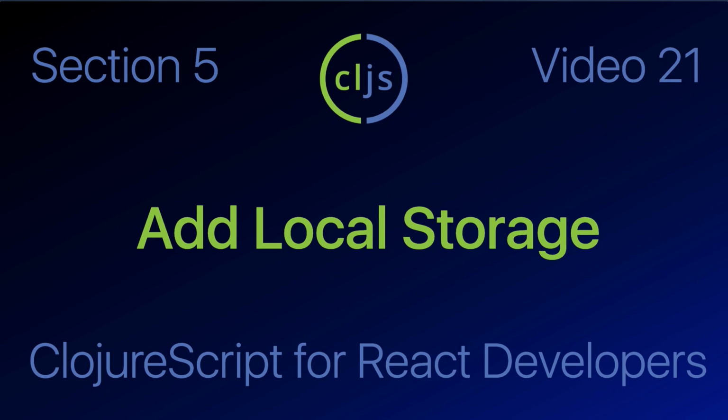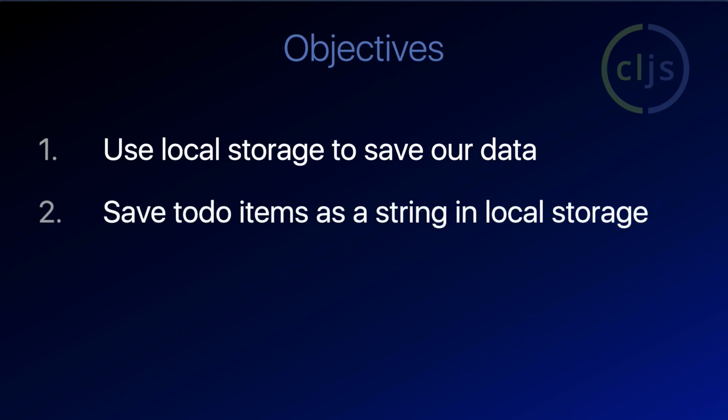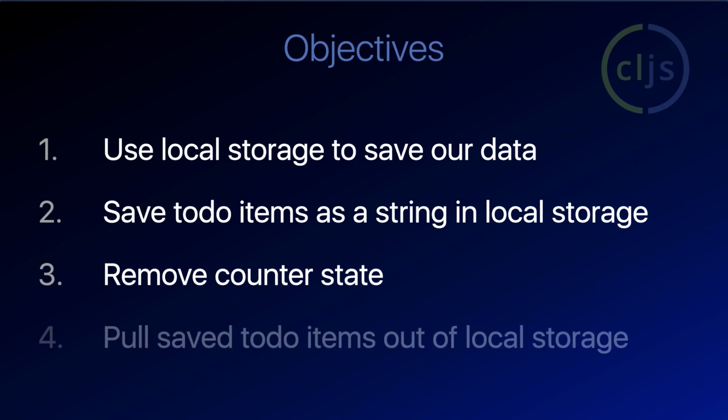Add local storage. Our objectives are: we will use the local storage web API to save our data so that it doesn't get erased when the page reloads or the browser closes. We will show you how to save to-do items as a string in local storage. We will realize that we cannot use a counter to allocate IDs to new to-dos anymore. We will remove the counter. Finally, we will get saved to-do items from local storage and convert them back from their string representation to a sorted map.